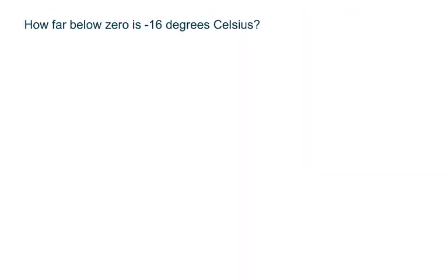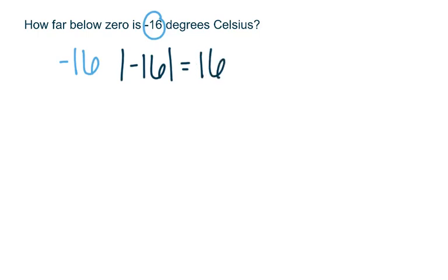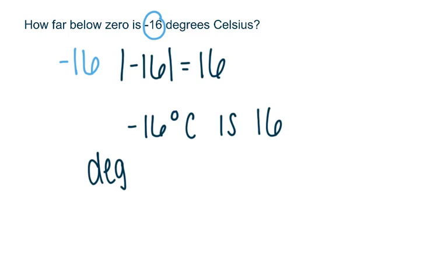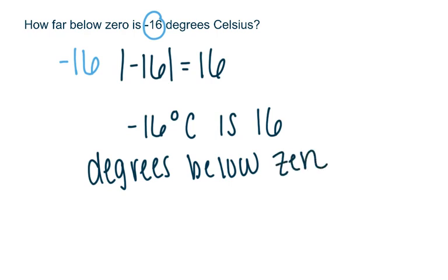How far below zero is negative 16 degrees Celsius? So we are going to take our number, which is negative 16. We are going to find the absolute value of negative 16, which is equal to 16. So negative 16 degrees Celsius is 16 degrees below 0.